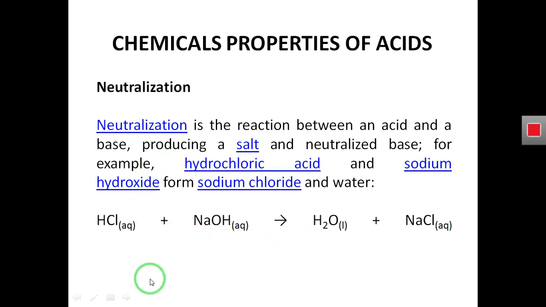And titration is also one more important application of acids. So what is neutralization? Neutralization is the reaction in which an acid reacts with a base and produces a neutralized product and water. This is one of the most important chemical properties of acid. All acids have the ability to neutralize a base. Whenever you react an acid with a base, it neutralizes the base and produces water and another neutralized product.